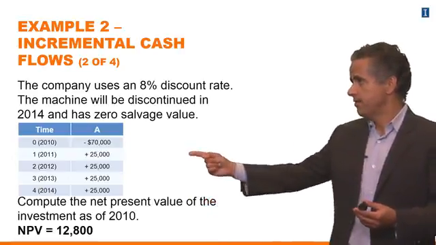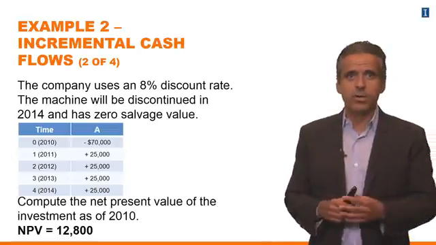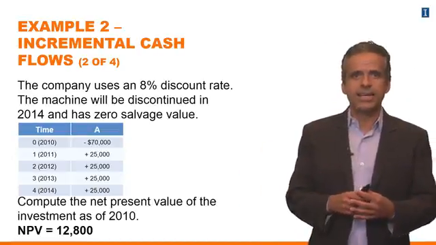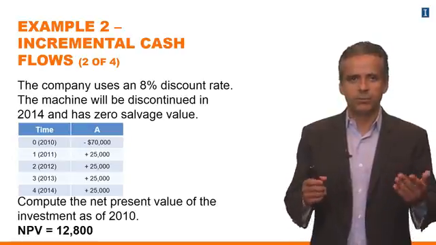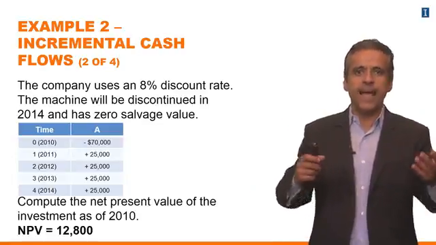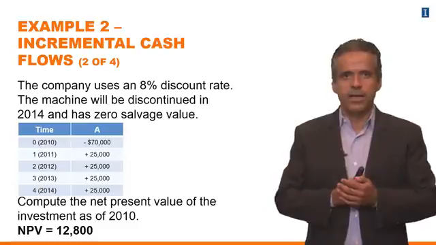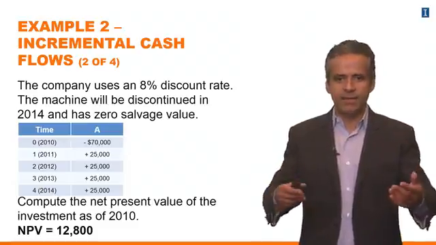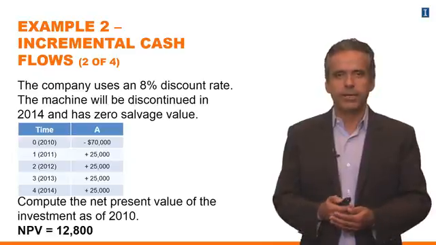So it should be very easy to compute the NPV of these cash flows. Using Excel, using the formula, you should get an NPV of 12,800, as of 2010. So what should the company have done at that point? The company should have invested in the project. It has positive NPV, invest in the project. Buy the machine, put the machine in operation.